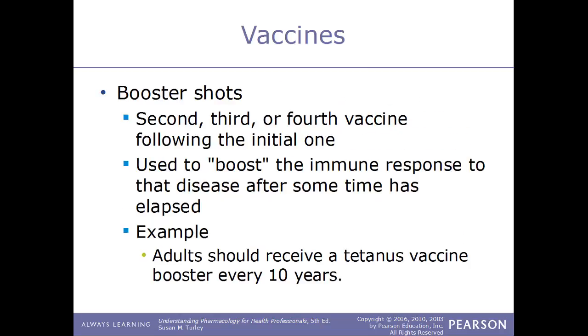Another trait about vaccines is that many will need a booster shot. This is a second, third, or even fourth vaccine that follows the initial one received by the patient. And this is used to boost the immune response to the disease after some time has passed. A common example is that every adult should receive a tetanus vaccine booster every 10 years, regardless of whether they've been exposed to it or not, just to maintain the high level of immunity against the disease.